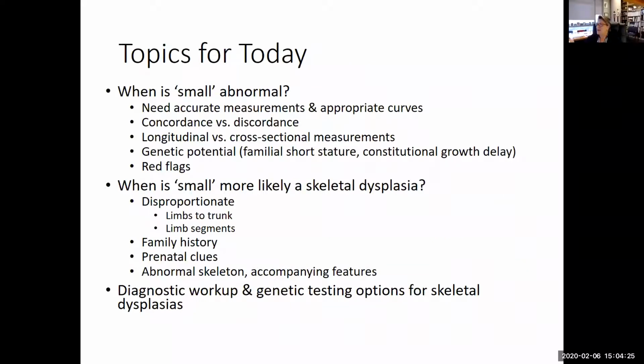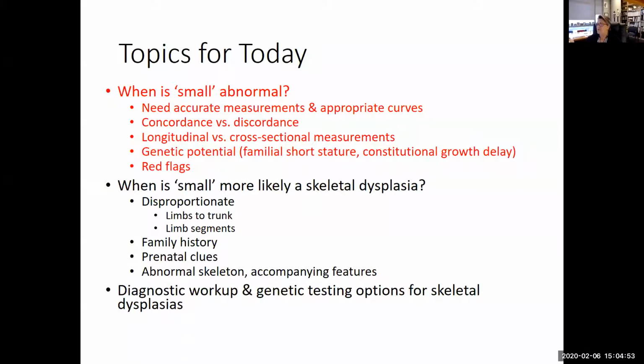Topics for today, we're going to hit big topics. Happy to answer any kind of questions at the end, but hopefully this will give a nice big overview of when a small child is an abnormal situation, when that small child really fits into a dysplasia category better, and then some overview on diagnostic workup and genetic testing options for these.